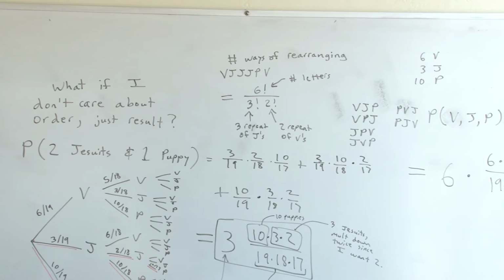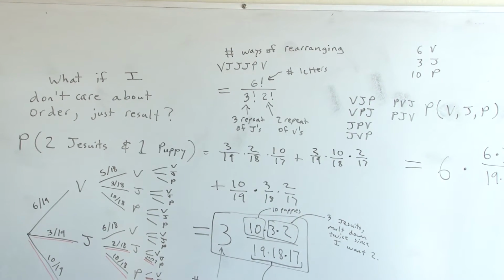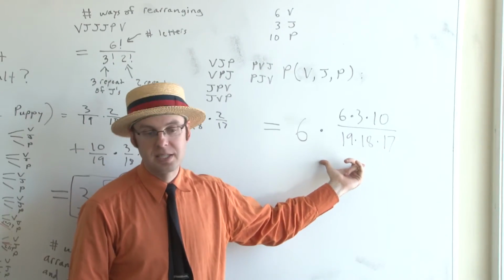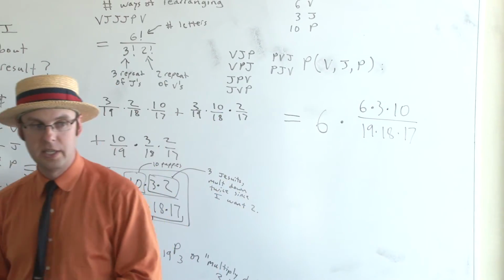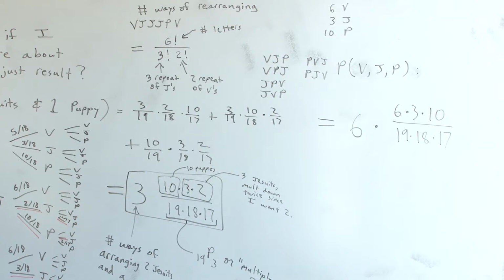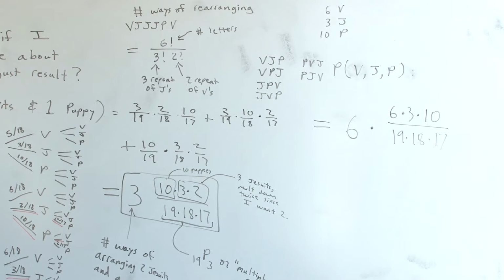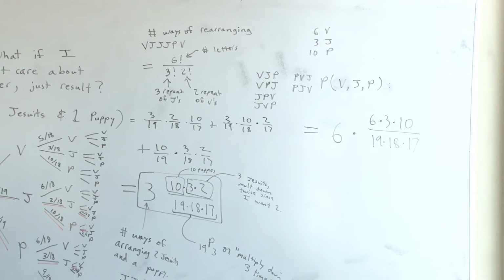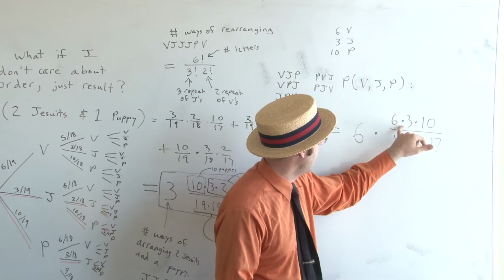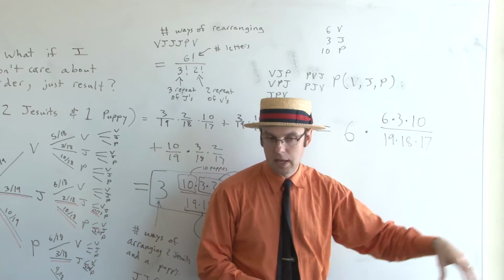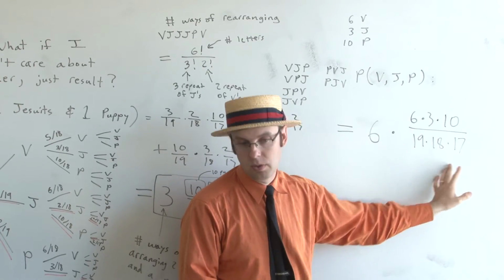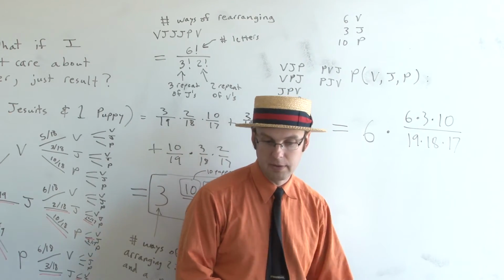So this makes it really fast to deal with that relatively complex situation. I just take my number of ways of rearranging that amount of things, multiply by how many of each I have, counting down the number that I want, and dividing by the total number of things, again, counting down.